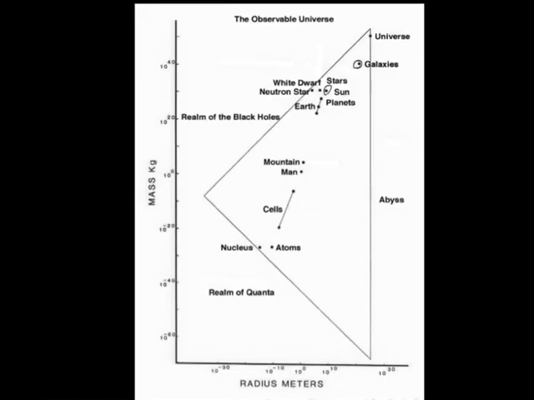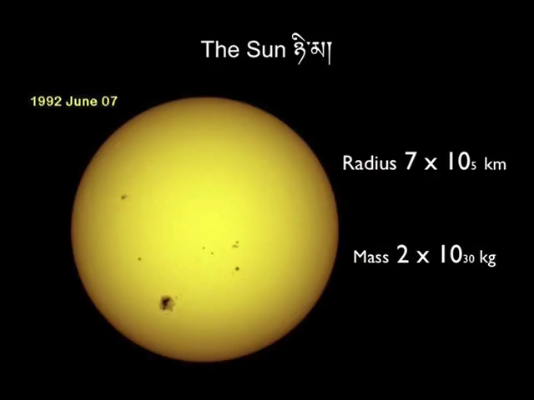If you look up here on this graph, you can see Earth and all the planets on a little straight line up there. So we're moving our way towards black holes and the edge of the universe. We're working our way to the edge. Well, bigger than the planets is the sun. That's 700,000 kilometers in radius, and 2 times 10 to the 30, 1 with 30 zeros after it, kilograms. And yet the sun is just a middle-sized star.